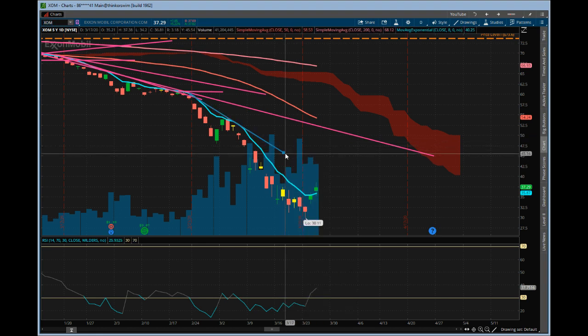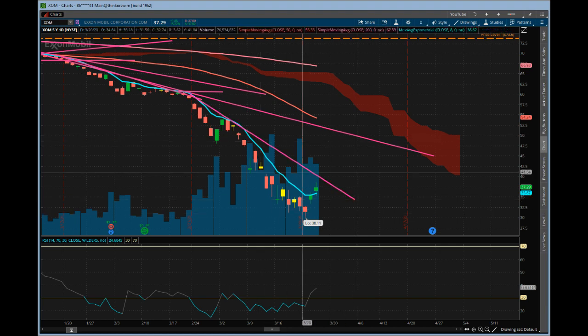XOM, oil sector. Yeah, so ExxonMobil. Again, this is still down below this downward trend line right here, so just be careful with that one.